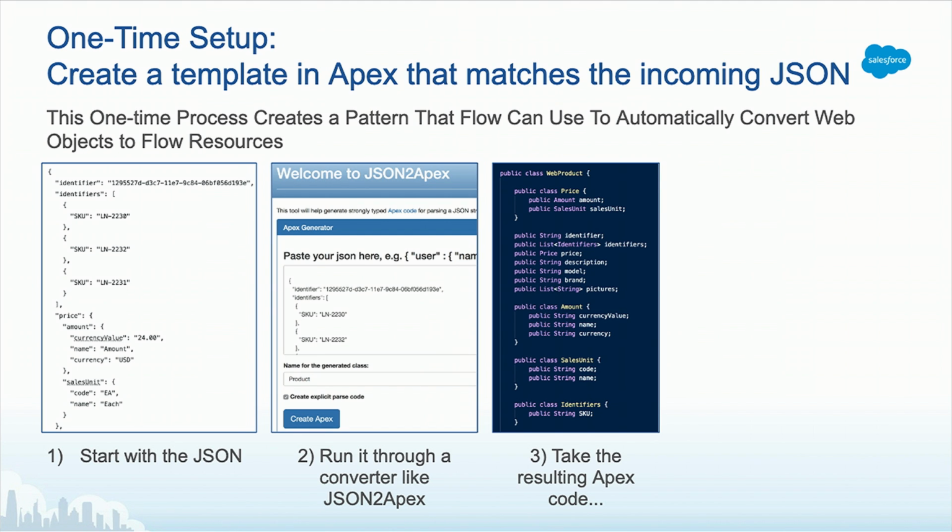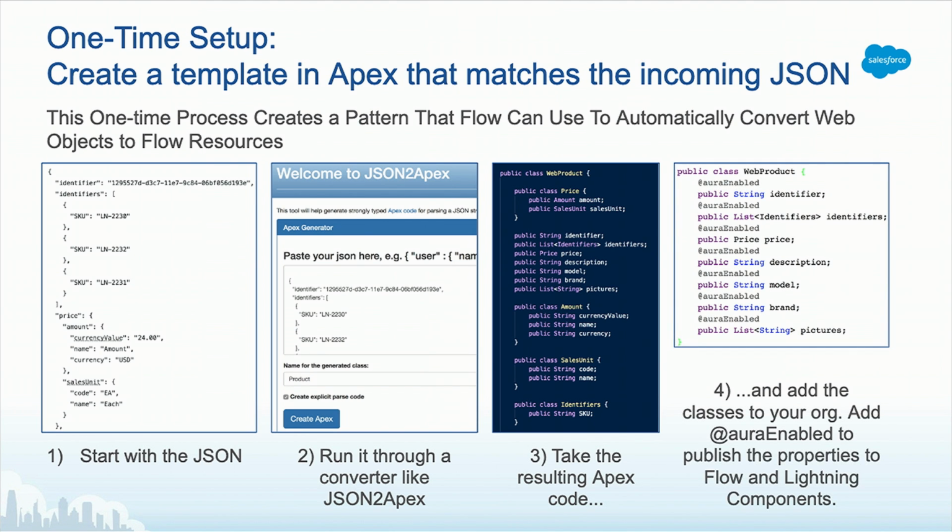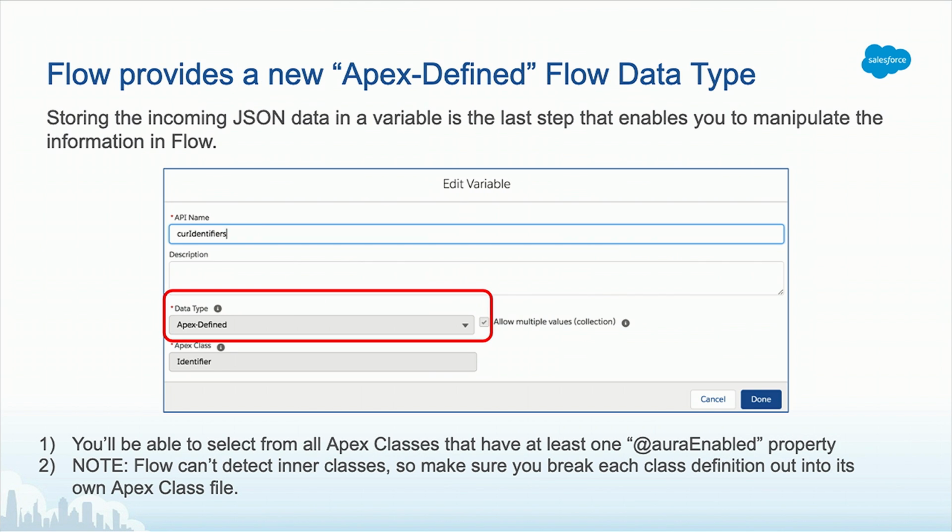I took the resulting classes that map to that JSON and put them in my org. So I just created Apex classes in my org, and then I added these Aura-enabled annotations, which are the critical way that Apex tells Flow, okay, you can use this, you can have access to this. So what do you get if you do all that work? Well, you do have to do that work to set it up. What happens is inside of Flow, you get access to a new kind of resource called an Apex defined variable.